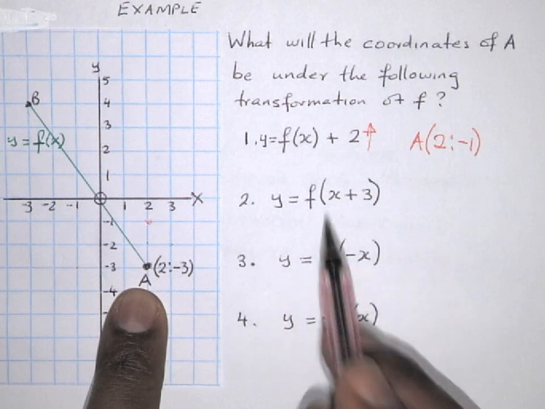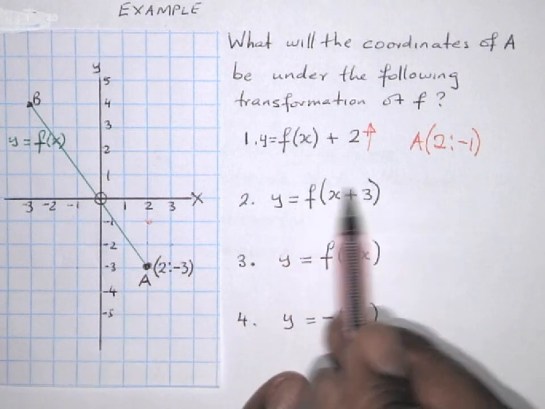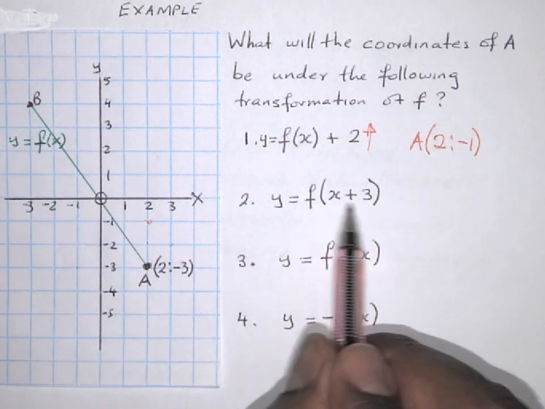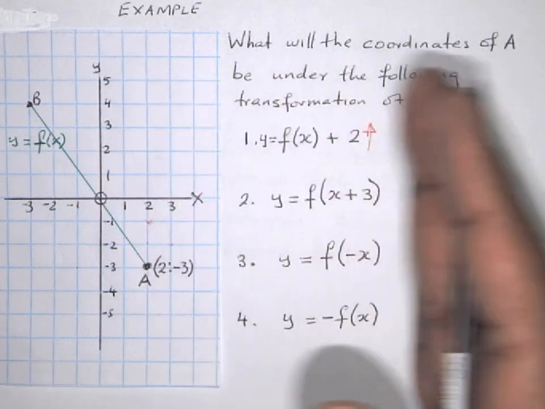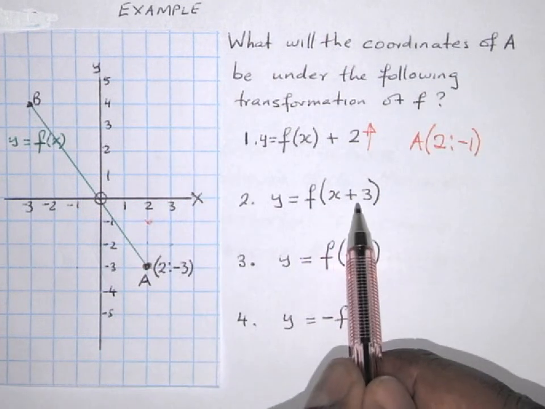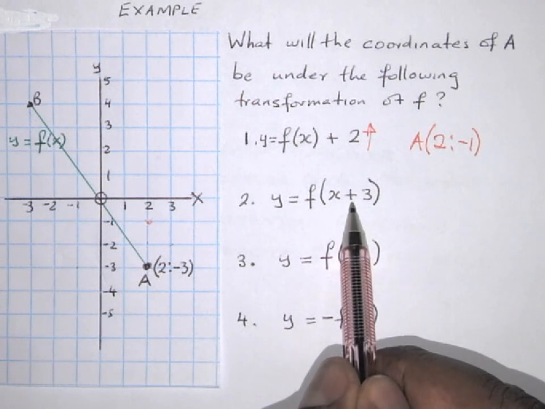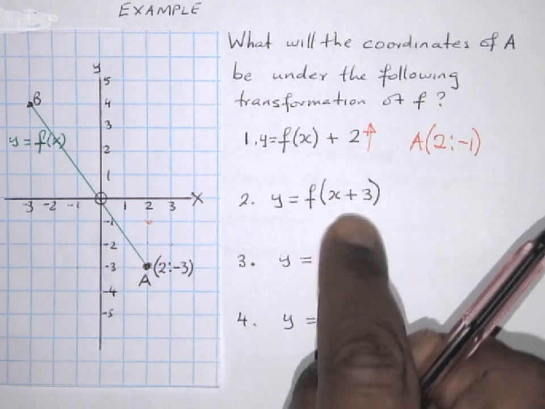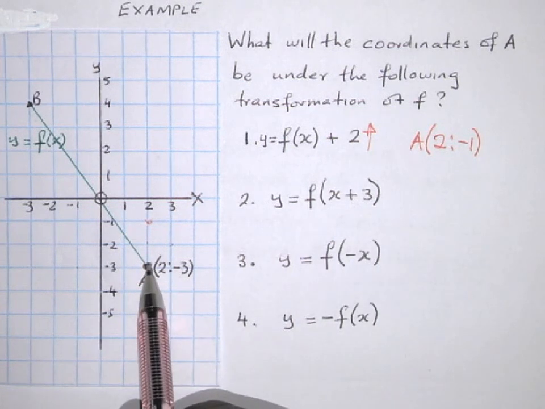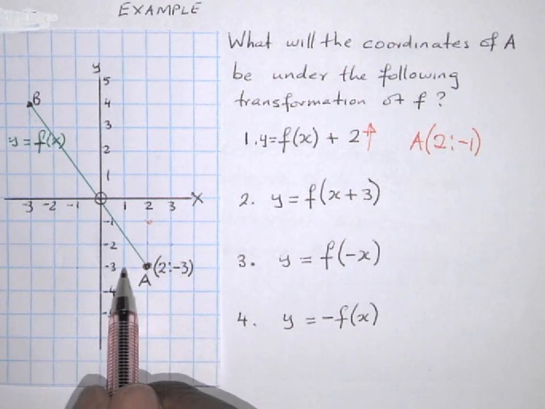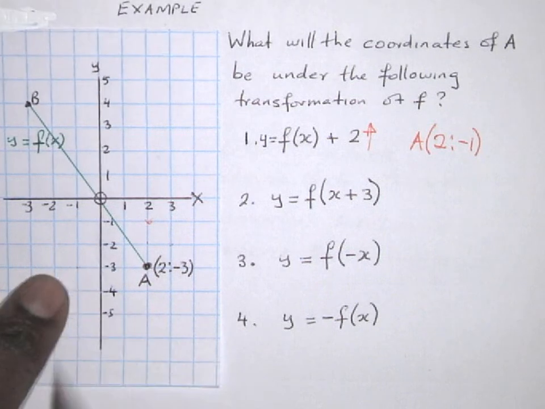Let's look at another one. Y is equal to f of x plus 3. In this case, it's a horizontal shift because the 3 is inside the brackets. We are moving sideways. But this is x plus 3, so this thing will be moved to which side? The opposite direction, because when you solve for x, you get minus 3. So I'll move this point 3 units to the left. So I'll say 1, 2, 3. So the new point will be over here.